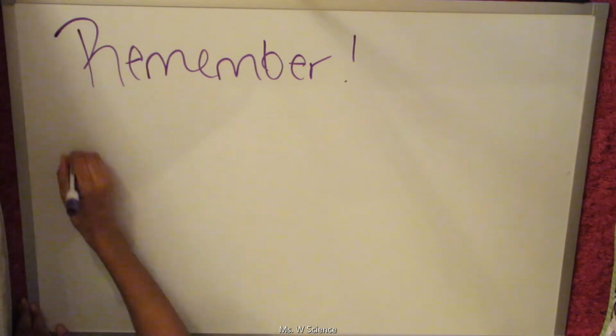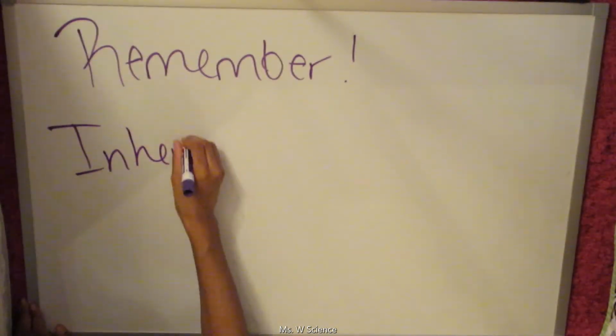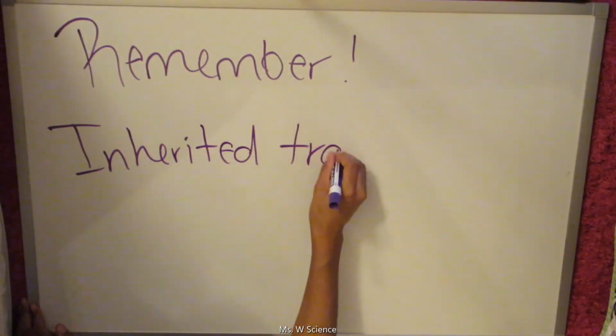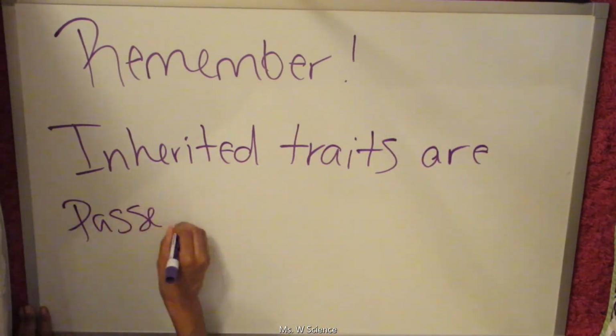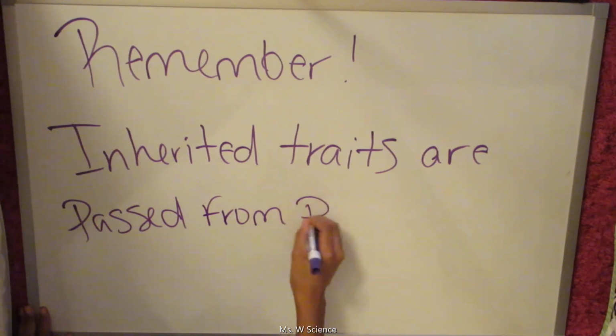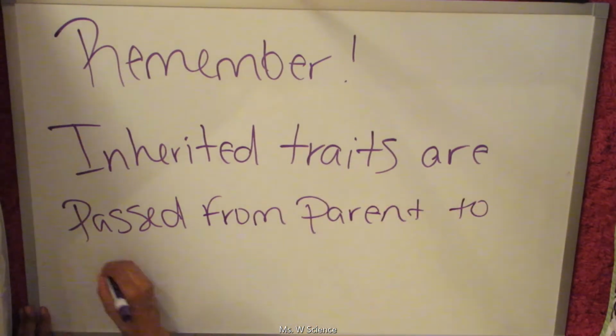One thing that I want you to know is that inherited traits are passed to offspring. You have your genes in your chromosomes, and then they create these traits that you inherit, and they're passed from parent to offspring, from your parents down to you.